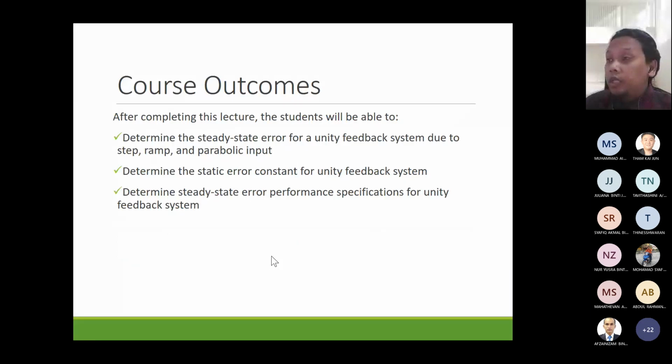So after completing this lecture, you will be able to determine the steady state error for a unity feedback system due to step, ramp, and parabolic input, and then determine the static error constant for unity feedback system, and lastly determine steady state error performance specification for unity feedback system.